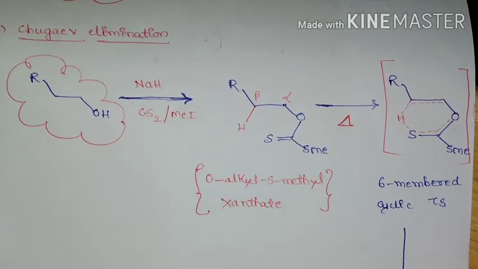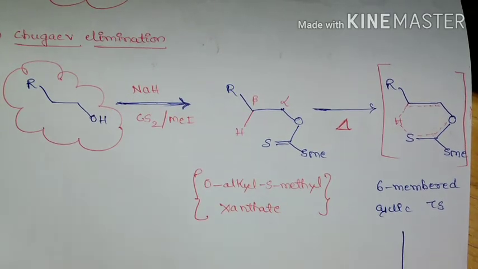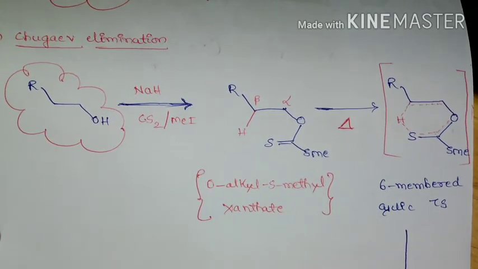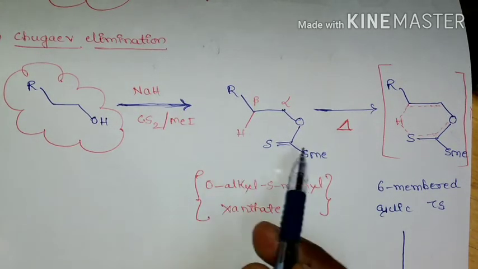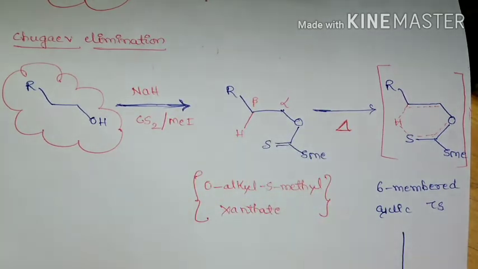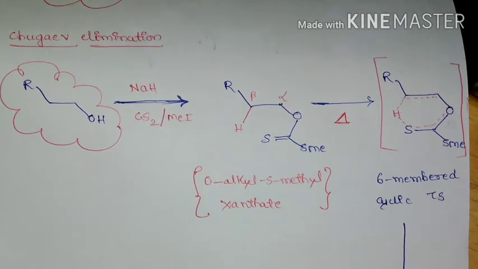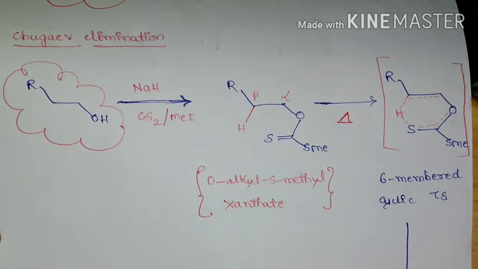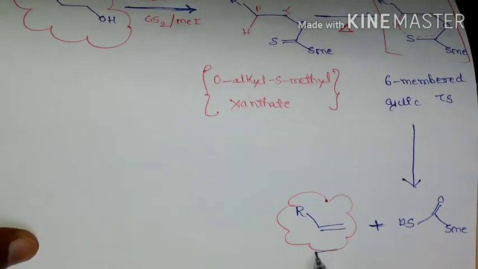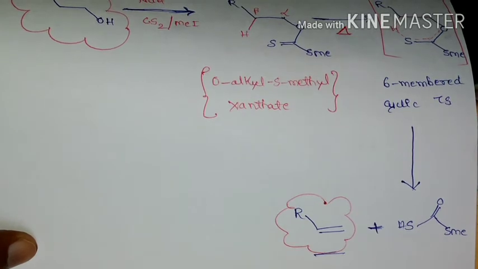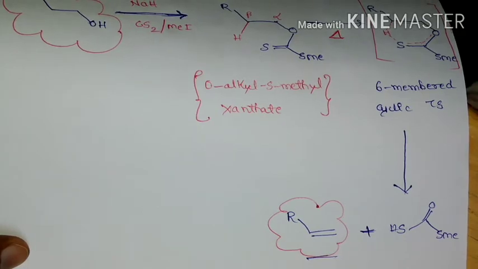This xanthate ester undergoes pyrolytic elimination, a simultaneous elimination via a cyclic transition state. The hydrogen present on the beta carbon undergoes simultaneous elimination, with involvement of a 6-membered cyclic transition state. This 6-membered cyclic transition state collapses to give alkene. So this is Chugaev elimination, and it follows the Ei mechanism.